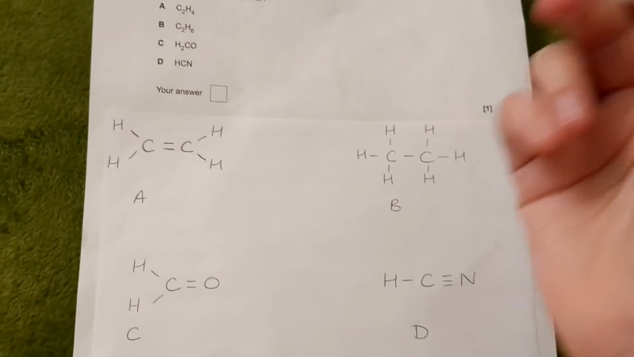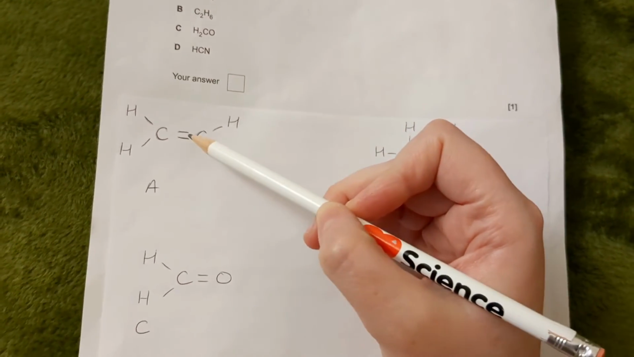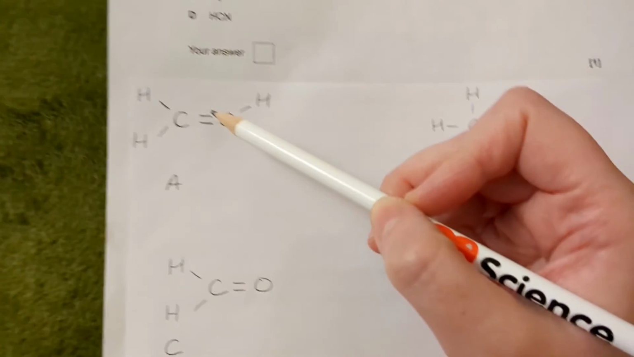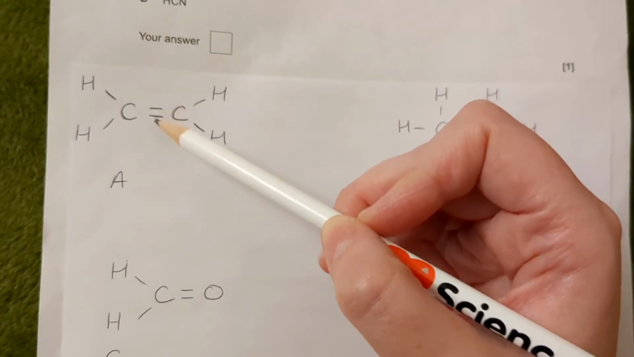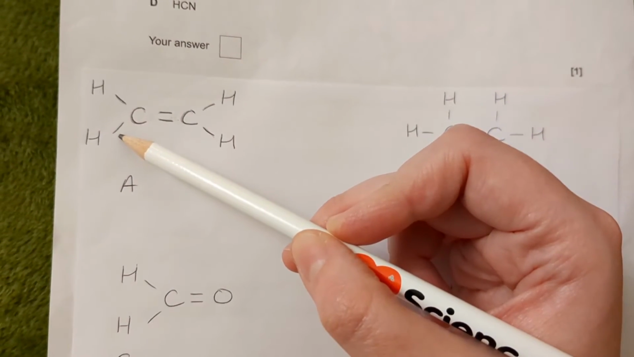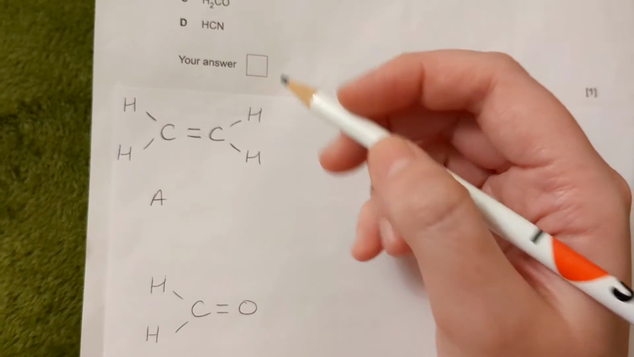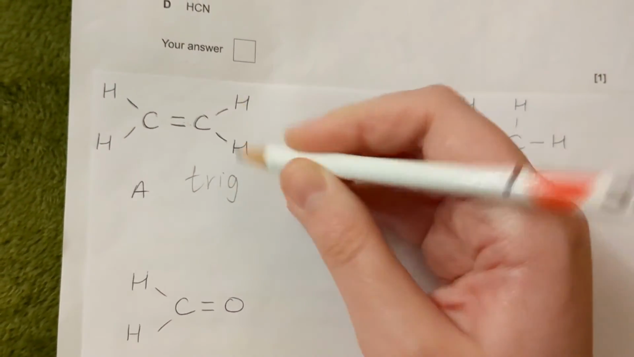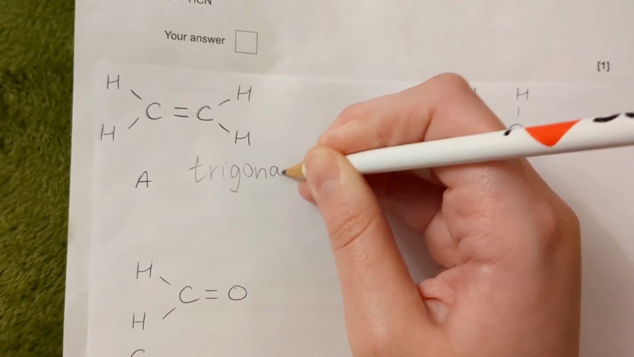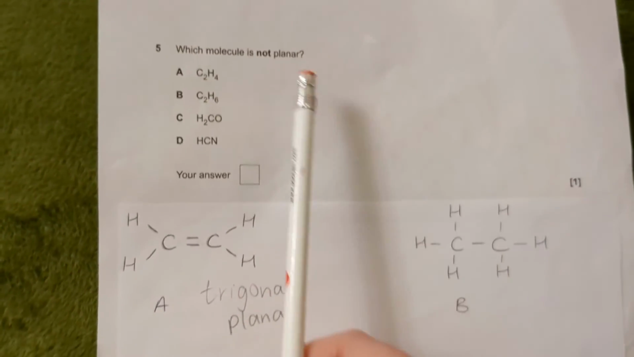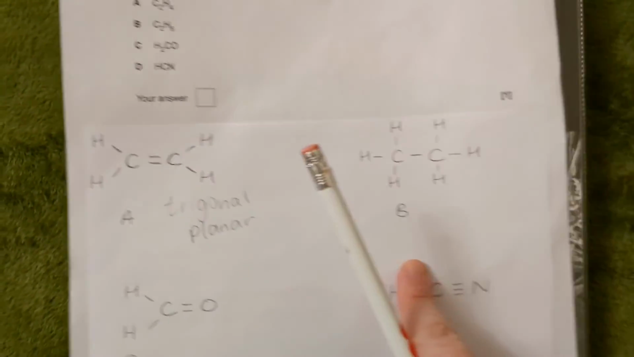So if we look at compound A, we've got 3 bonding regions. So in terms of shapes of molecules, a double bond behaves pretty much like a single bond. So we count this as 3 bonding regions and 0 lone pairs. So that gives a trigonal planar shape with bond angles of 120 degrees. So A is planar, and the question's asking which is not planar.